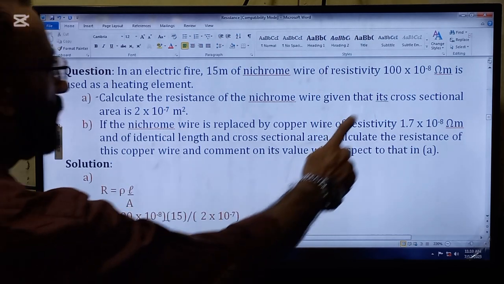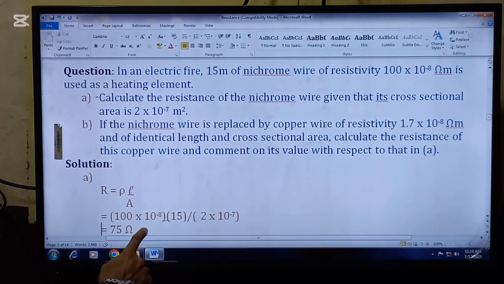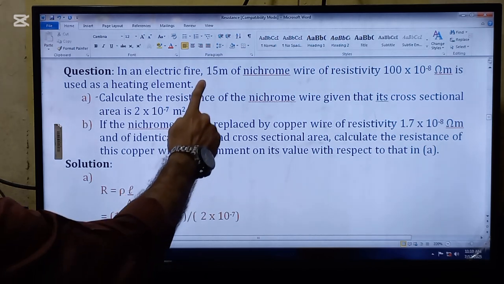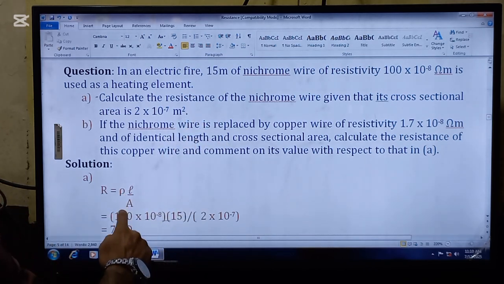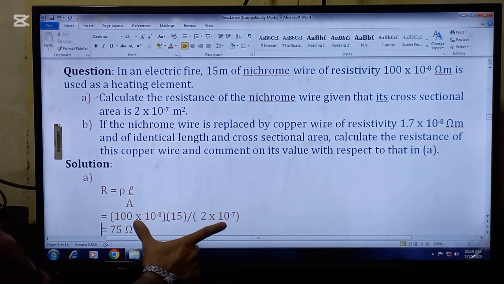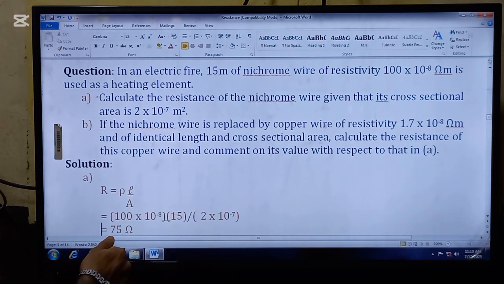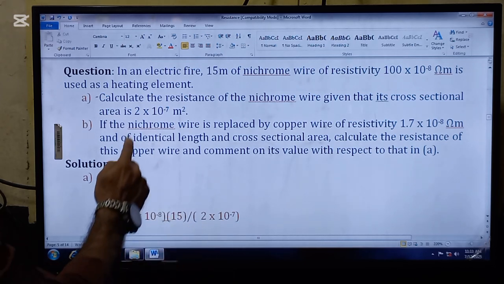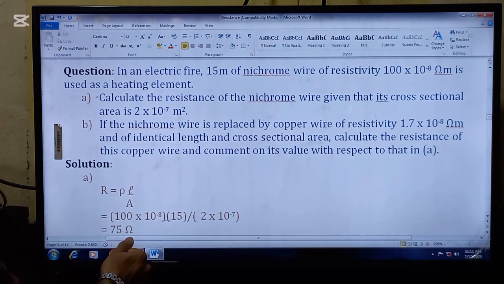So resistivity is here, 100 multiplied by 10 raised to the power minus 8. Length is here, that is 15 meter. And cross-sectional area is here, that is 2 multiplied by 10 raised to the power minus 7. Solve it on the calculator. You will get the answer 75, because this is resistance, so the unit will be ohm.